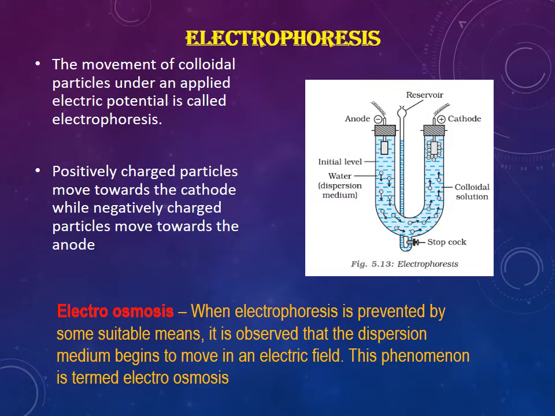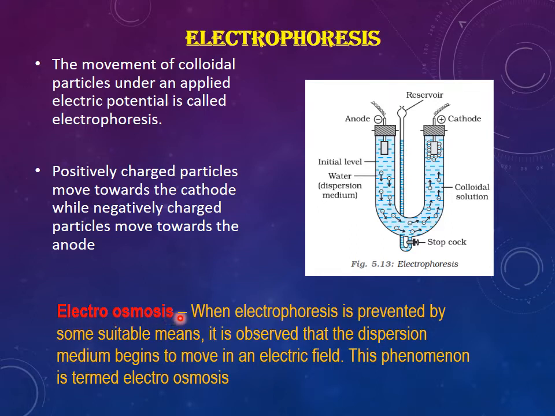Here you can see the movement. Already I said that the colloidal solution is negatively charged. When we apply electrical potential, the negatively charged colloidal particles will move towards the anode. And this movement of colloidal particles under electrical potential is called electrophoresis. This electrophoresis is due to the presence of charge on colloidal particles. If the colloidal particles are positively charged, they move towards the cathode, while negatively charged colloidal particles move towards the anode. That means they move towards the oppositely charged electrode.